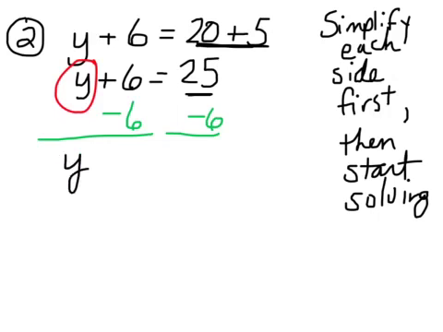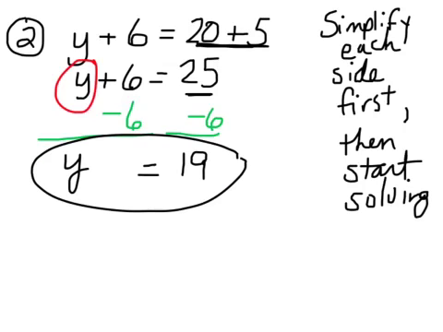So 6 minus 6 is 0. I could put y plus 0, but isn't y plus 0 just y? So a lot of times we don't write it down because then I'd have to write y on the next line. What's 25 minus 6? 19. Oh, we're done, aren't we? Y is 19. We just solved it.